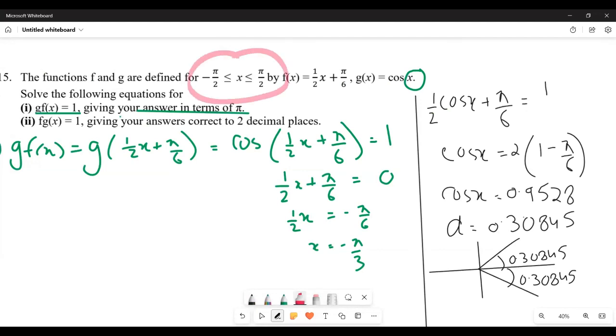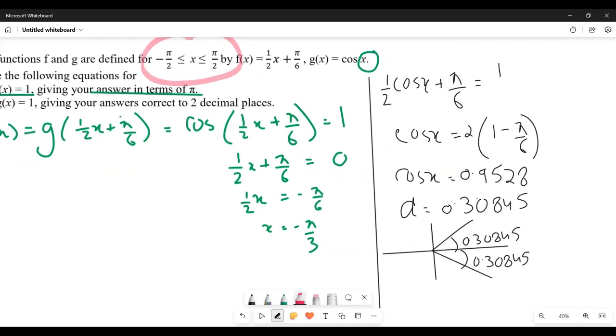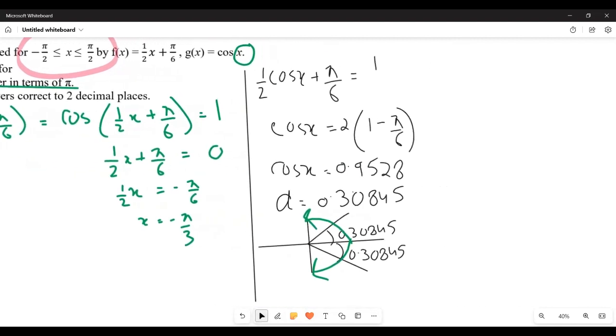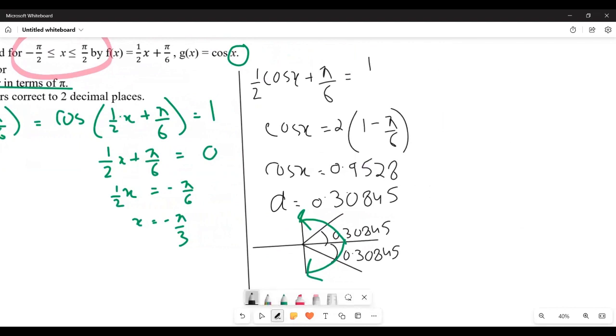Okay, but now let's review the domain. The domain is between pi by 2 and minus pi by 2. Pi by 2 is actually 90 degrees. So you're supposed to give your answer from here till here. So you have to also consider the negative answer. So one of the answers is x equals 0.31. We have to give it in 2 decimal places. So this is the answer. And the other one is negative 0.31. These are the answers.